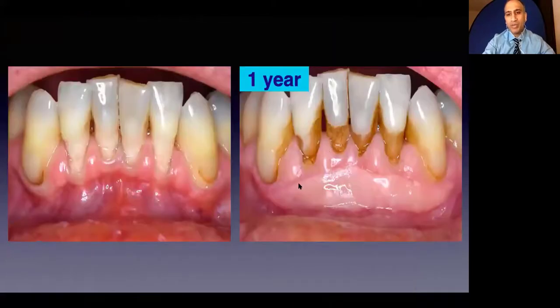But at 1 year, we can see a nice blending of the graft. We know that the recession's not going to progress. And interestingly, the patient drinks a lot of tea or coffee, and it's actually sort of highlighted where the CEJ is quite nicely. So we can see that we don't have really much root coverage, if any, but we have a nice thick band now of keratinized tissue, which is going to provide good support and health for these teeth moving forward.